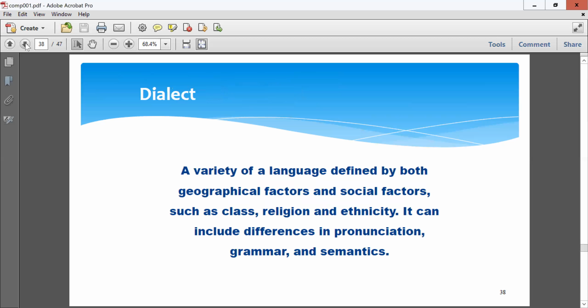or happy birthday. Dialects are actually a variety of language defined by geographical factors and social factors such as class, religion, ethnicity. It can include differences in pronunciation, grammar, and semantics, but also in words. For example, a student can speak Spanish and be from Guatemala and have maybe some different pronunciations or even words than the Spanish that's spoken in Mexico or Spain or so forth.